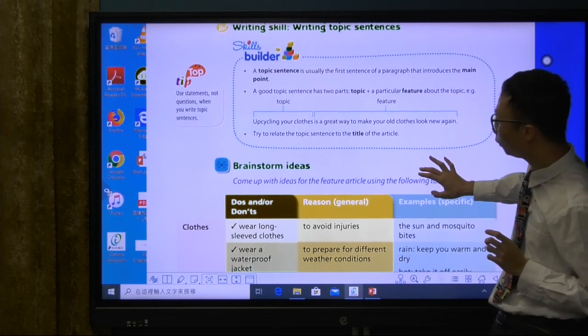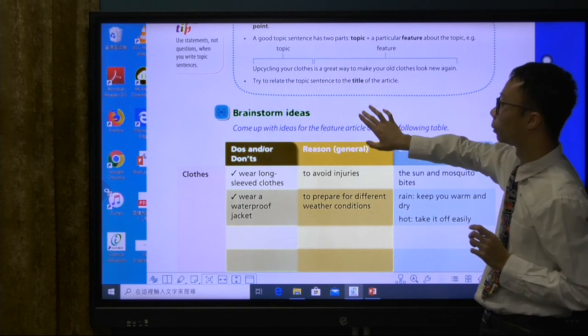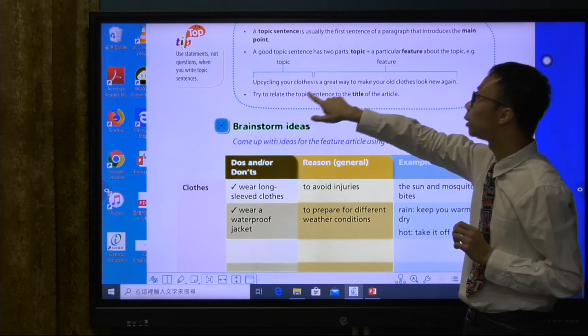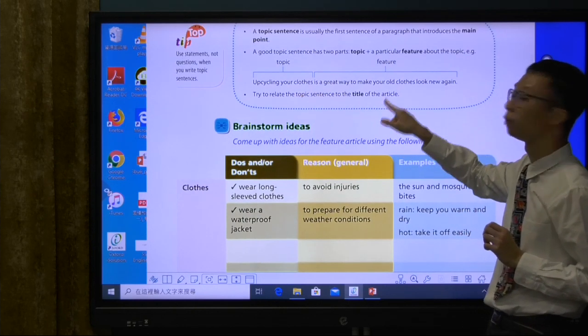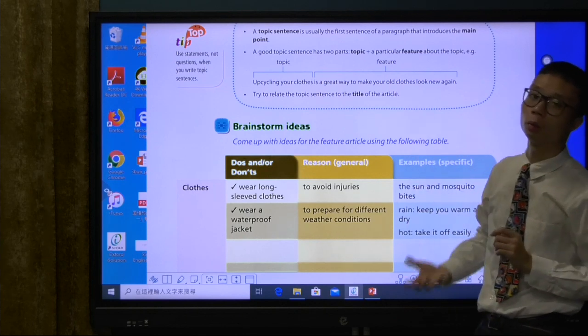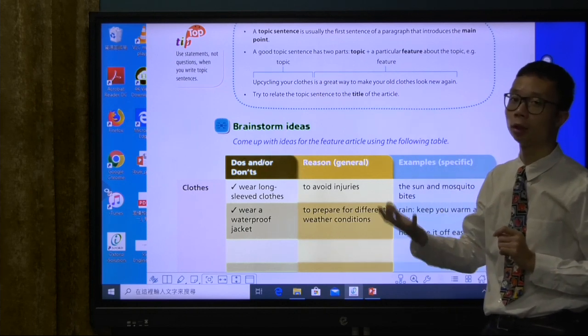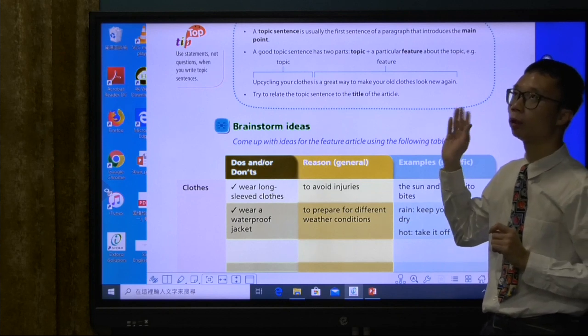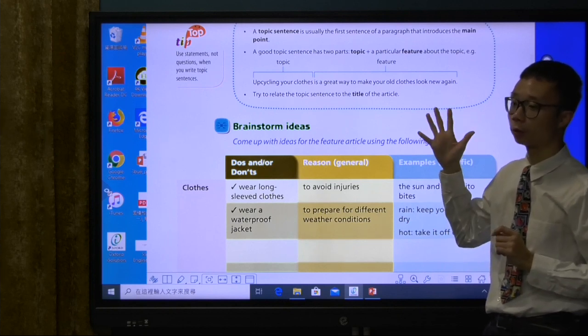Okay, and of course, then we talk about the topic sentence. Try to relate the topic sentence to the title of the article. When we think about the last article, which one is the title? Just go back to the previous page. I'll give you 5 seconds.